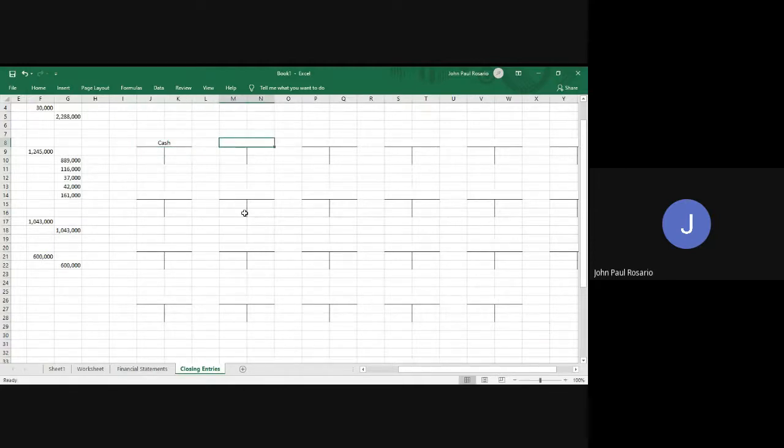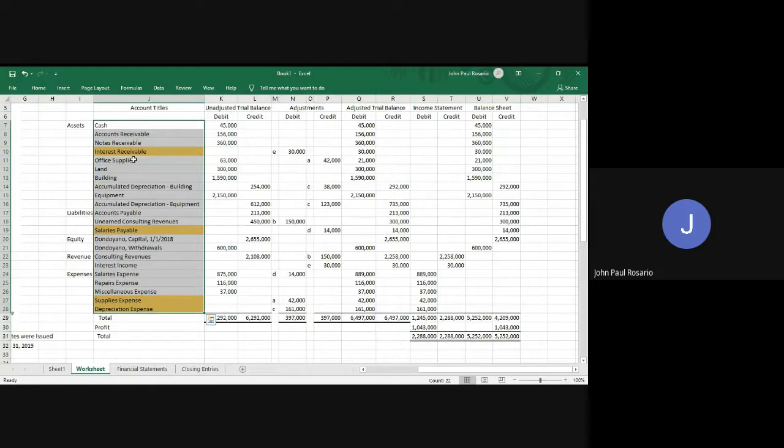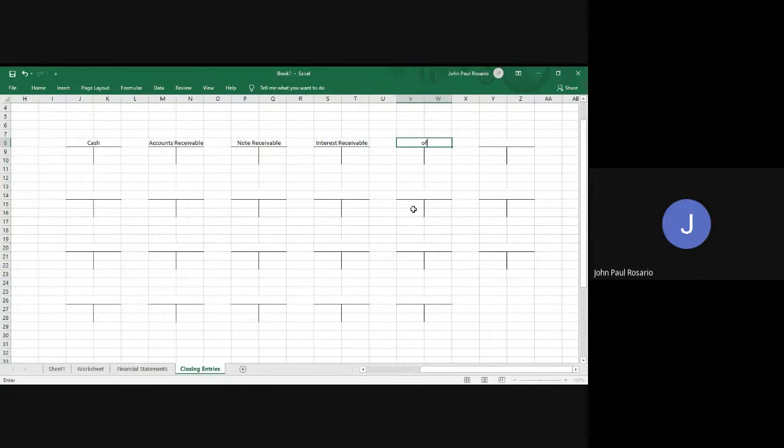So, cash, accounts receivable, notes receivable, interest receivable, office supplies, land, building, and then accumulated depreciation, building, and then the equipment, and then accumulated depreciation, equipment.